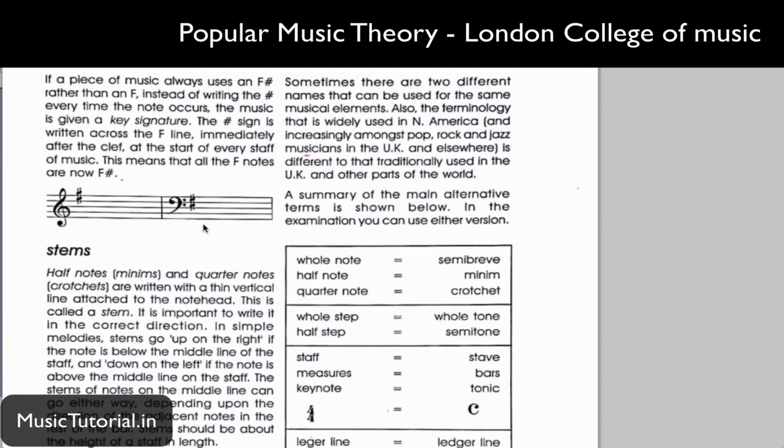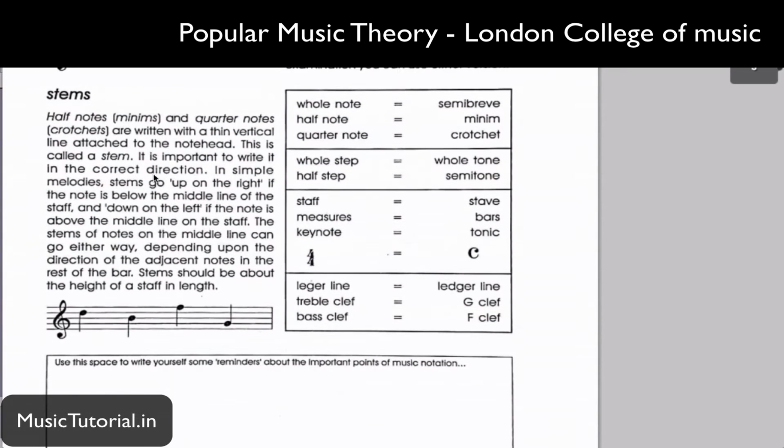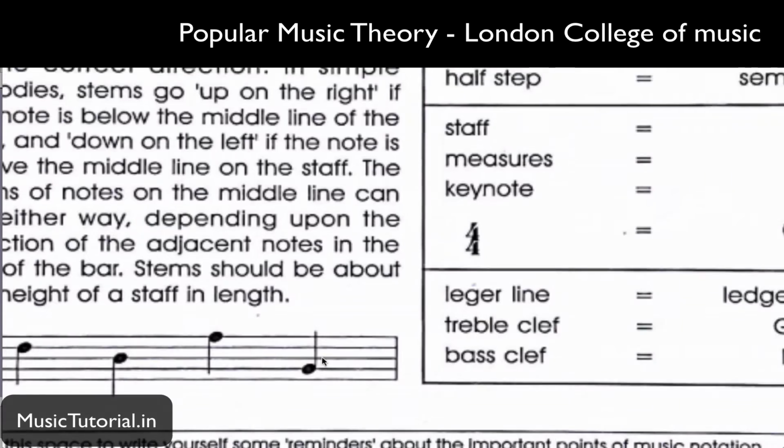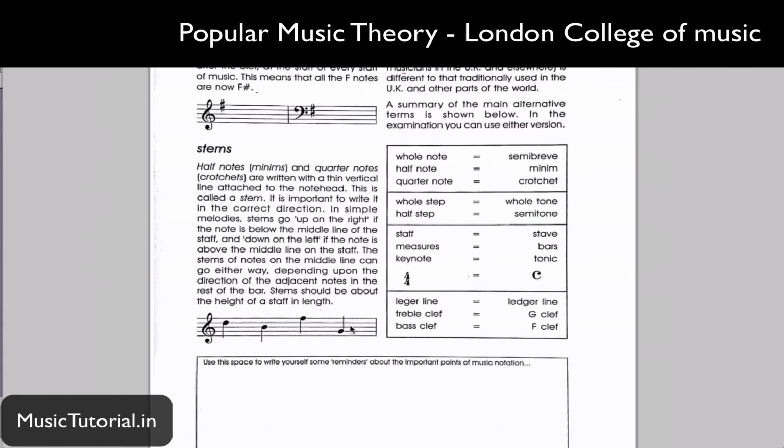Now let's learn something about how we write a note on the staff line. There are two parts to a note when we write. One is the note head, the other is the stem. Have a look at this. This is a note head and this is a stem. Stems sometimes are pointed downwards and sometimes upwards. We will learn some rules on how to write this in the further lessons.